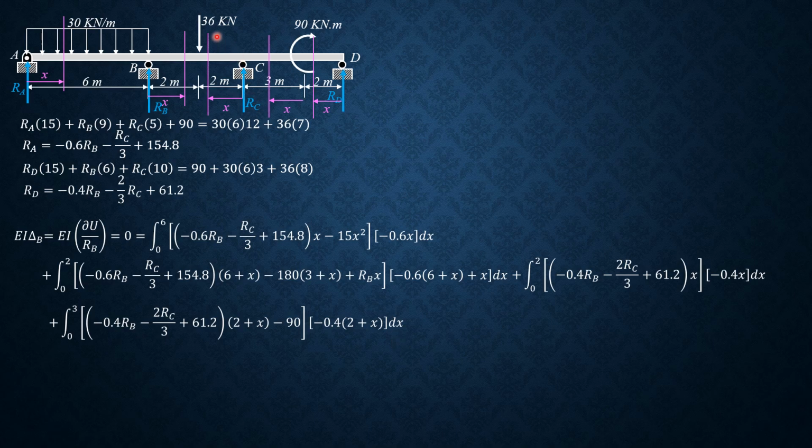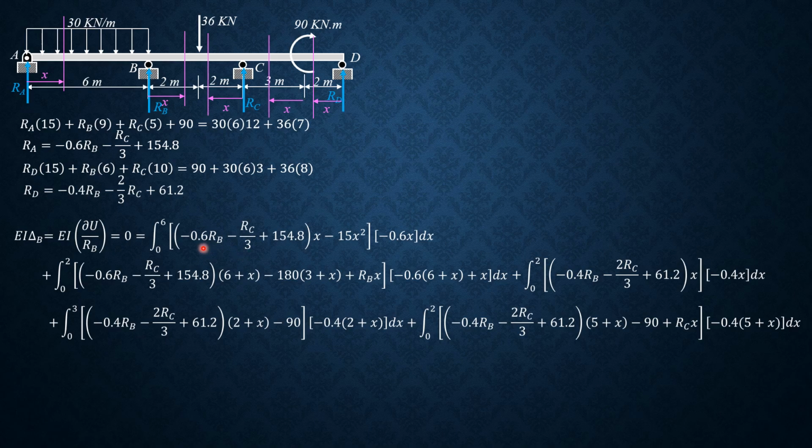Then in this last section here, integral 0 to 2 of quantity negative 0.4 RB minus 2/3 RC plus 61.2 times 5 plus X minus 90 plus R sub C times X. Then derivative with respect to RB, negative 0.4 times 5 plus X dx. So integrating, we have for RB, we have for RC, and for the constant.